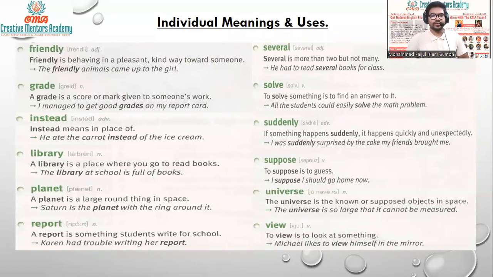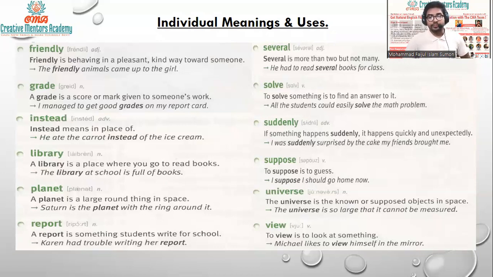So, universe. The universe is the known or supposed objects in space. Also, space comes in here, and the universe is so large that it cannot be measured. Measured means you couldn't get any measurement. That is called space. I mean, universe.